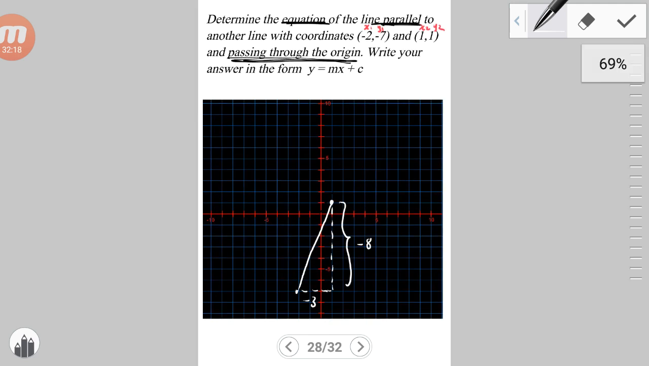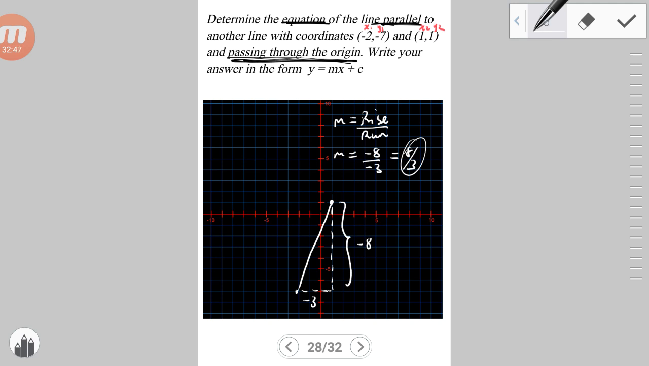Based on the formula, m is equal to rise over run. So m here is -8 divided by -3, and a negative divided by a negative gives us a positive result. So that's 8/3. That's our gradient. So that is how you can use the graphical method to find the gradient. Definitely check out a full tutorial on that in part 1.